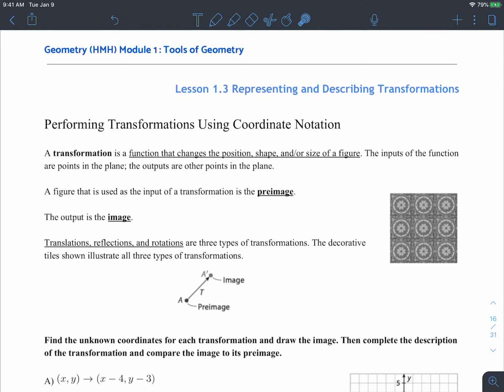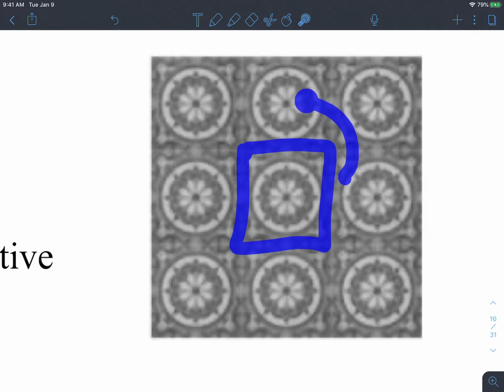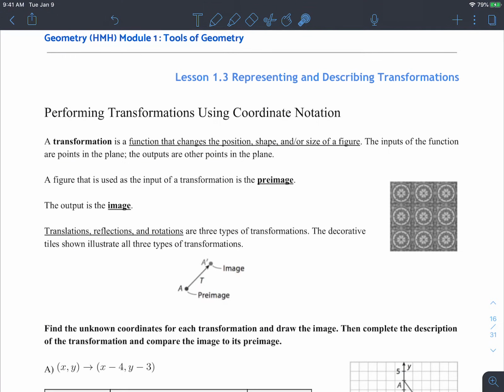Or if you want to look at a single tile like this, it could be reflected sideways this way. Or if you rotated that 90 degrees, it will look the same. So there are multiple ways of looking at this.